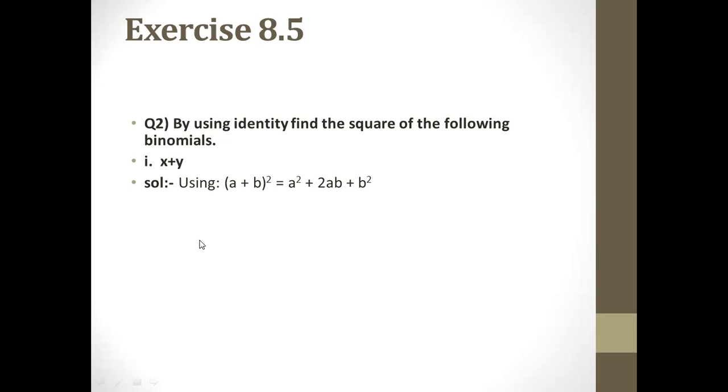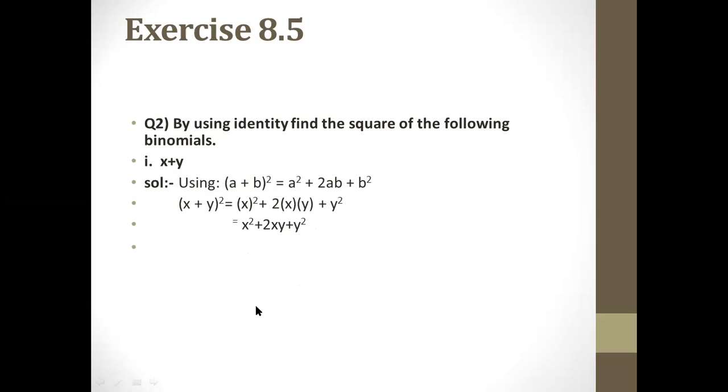Here we have x plus y. So (x plus y) whole square is first term square plus 2 into first term into second term plus second term square, y square. So we get x square plus 2xy plus y square. This is the required answer. This is the second formula which you memorize. If any two terms in addition are having whole square, it will be equal to a square plus 2ab plus b square, means first term square plus 2 into first term into second term plus second term square.